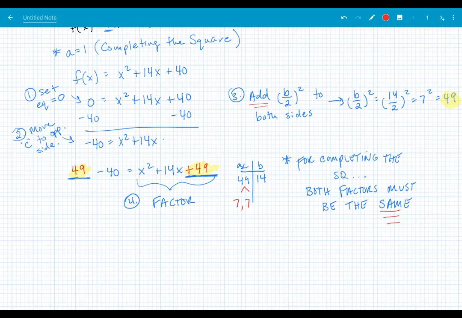So since they're going to be the same, how I'm going to write that is, instead of x plus 7 times x plus 7, I'm going to make this start to look like vertex form. So I'm going to combine those and simplify it and say that this is x plus 7 squared, because I'm multiplying two x plus 7s by each other. Keep in mind, this still equals this guy. So in this case, negative 49, or 49 minus 40, let's simplify that to 9.